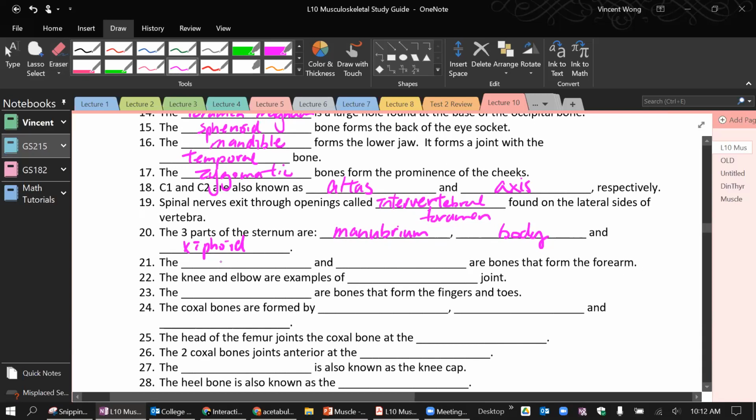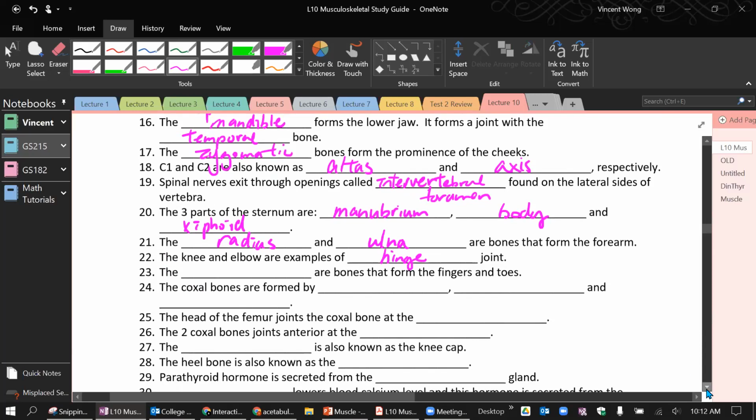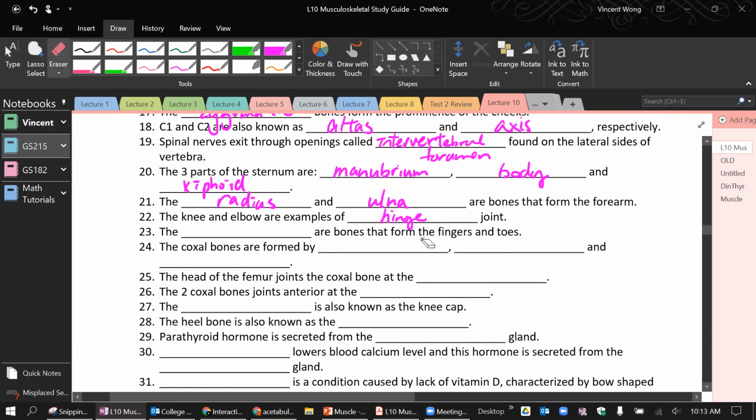Bones of the forearm, radius and ulna. The radius is the one on the lateral side, ulna is the one on the medial side. These are also the bones that you find in chicken wings, right? It's the analogous portion in the chicken relative to us. The knee and elbows are examples of hinge joint. The bones that form fingers and toes are the phalanges.